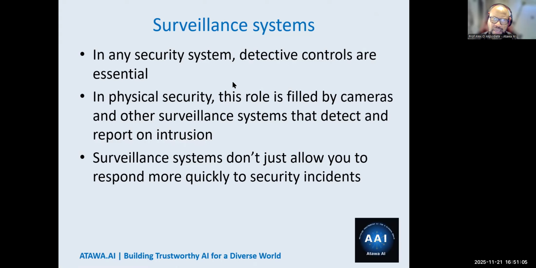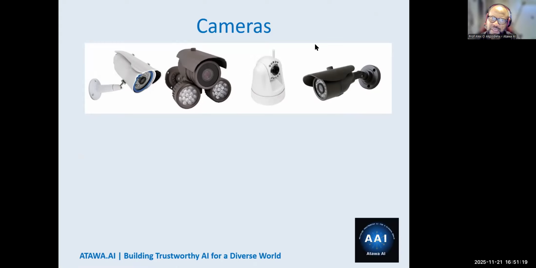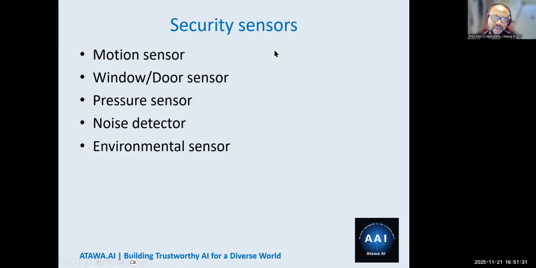When we're also looking at physical control, we would think about surveillance. What role do the cameras play, not just in detection? Maybe they could be preventive for some people. There are different types of cameras, some IP-enabled cameras. In some facilities we actually have dummy cameras, but don't use dummy cameras, use real cameras for security control. But you also have security sensors, like for the door, motion, noise detectors, and environmental sensors.